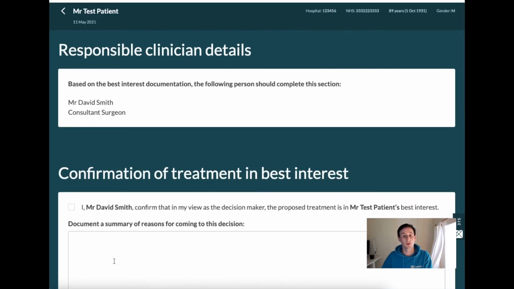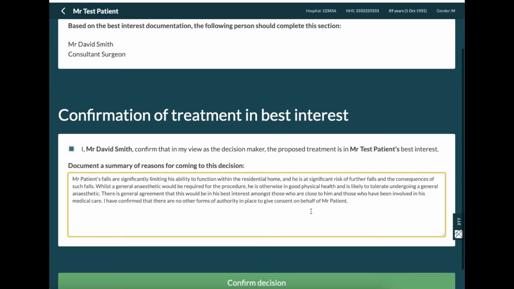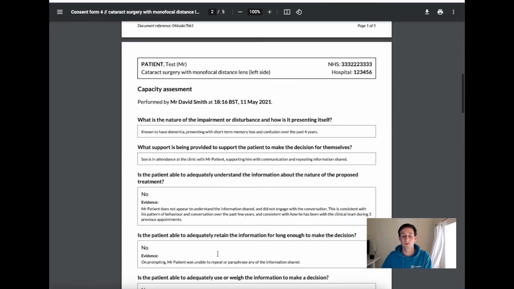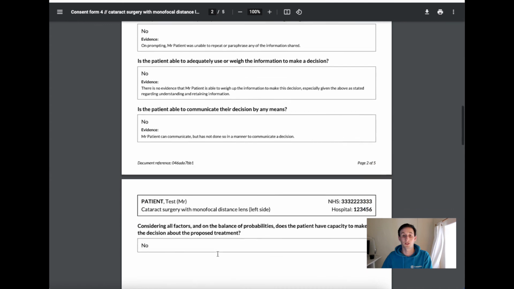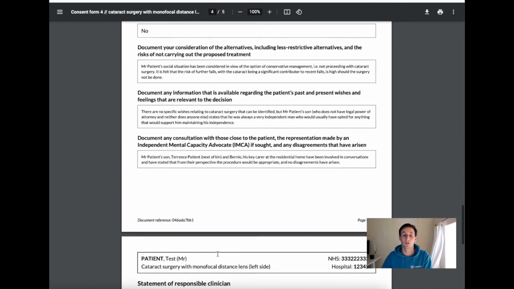Here, where the responsible clinician is the decision maker, a summary is documented and confirmation given. At this point, the consent PDF, including capacity assessment and best interest decision documentation, is, where integration is in place, sent to the main electronic health record.